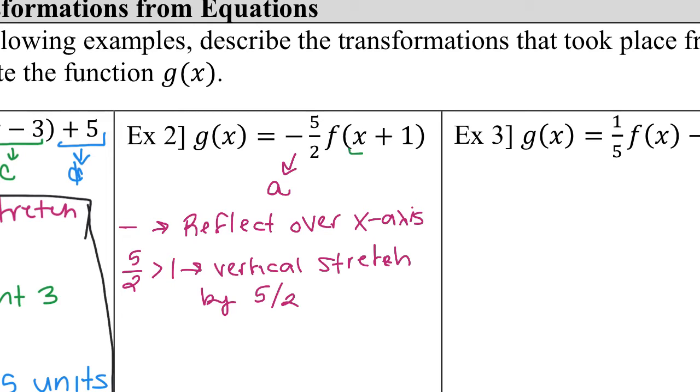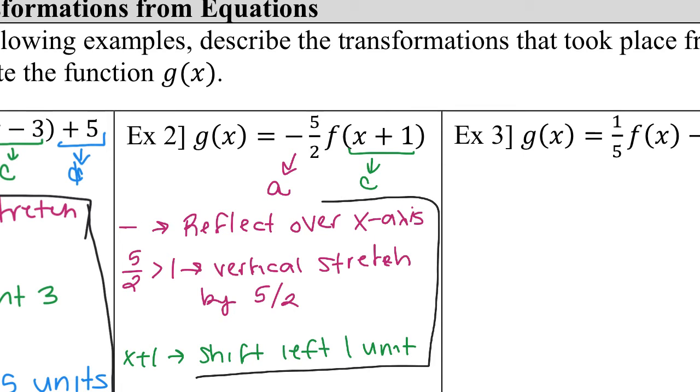Then we have x plus 1 on the inside. That's our c parameter. Since it's x plus 1, that really means this will be shifted left 1 unit. So there's 3 transformations on this one too, even though there's only 2 parameters. The a really does multiple things.